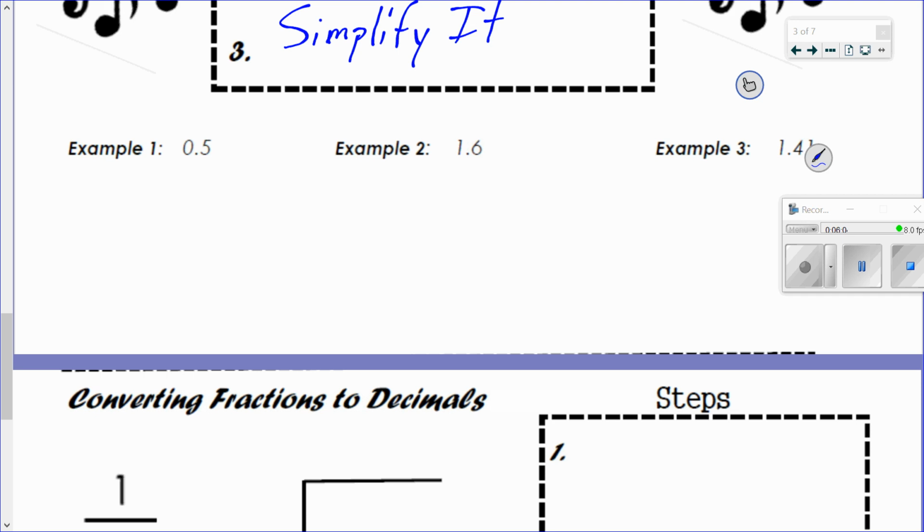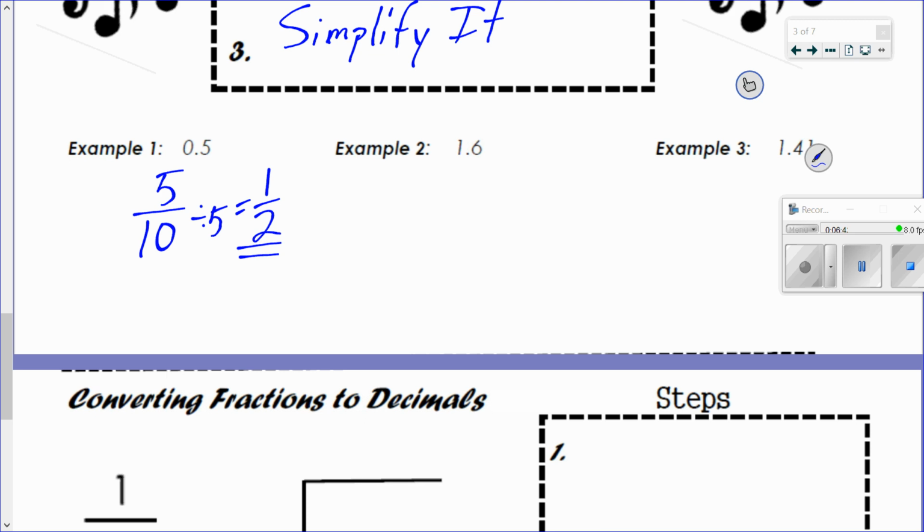0.5. Mary? Zero and five tenths. 5/10. Now I write it. I've said it, so I should be able to write it. I said 5/10. See how we write it? So once I've said it, it should be in my brain. And our last step is simplify it. So what can I simplify by? What did I simplify by? 5. So you're giving me the answer: 1/2. A half. Okay.